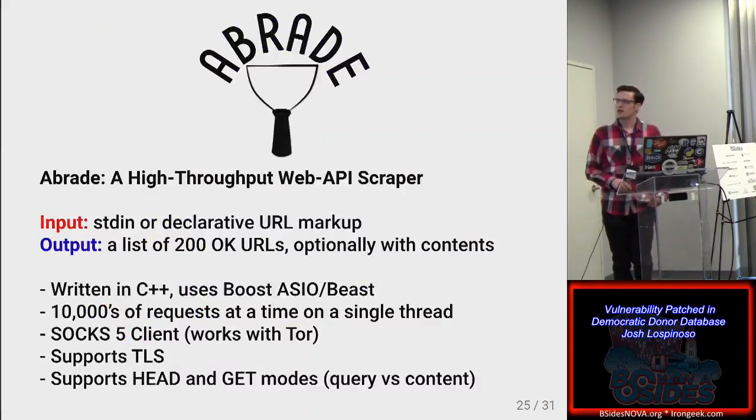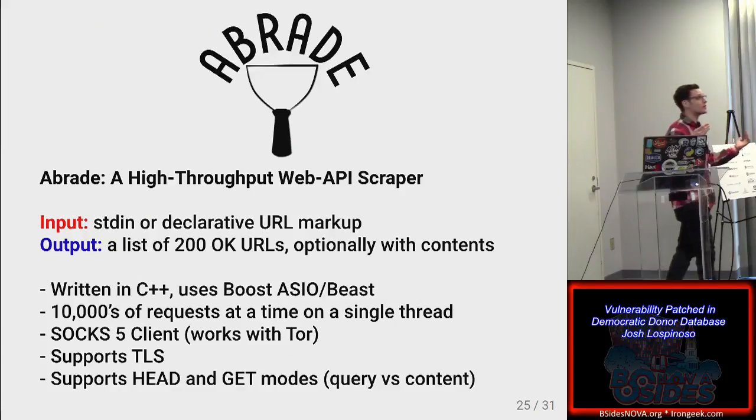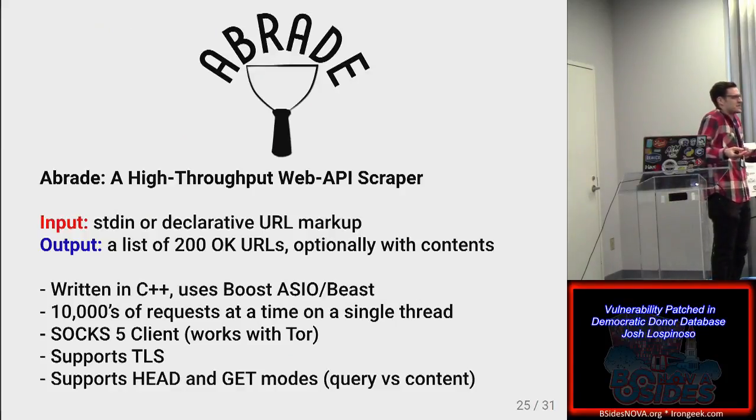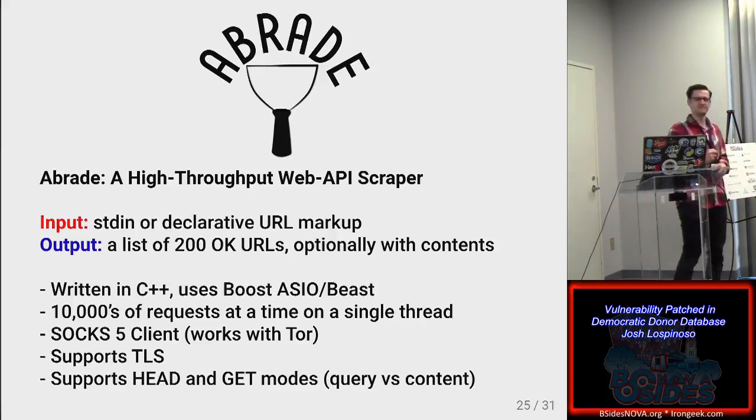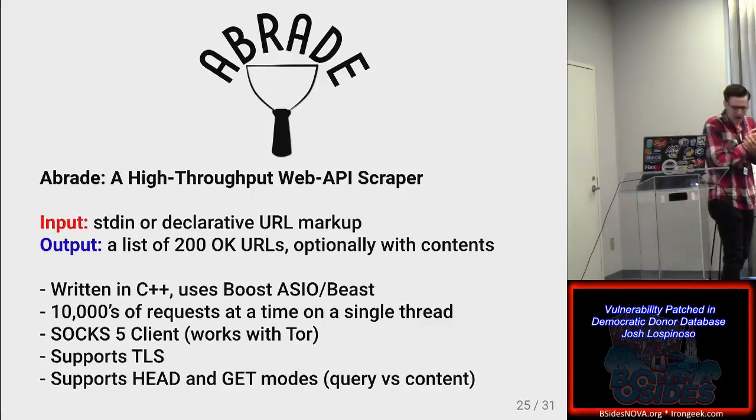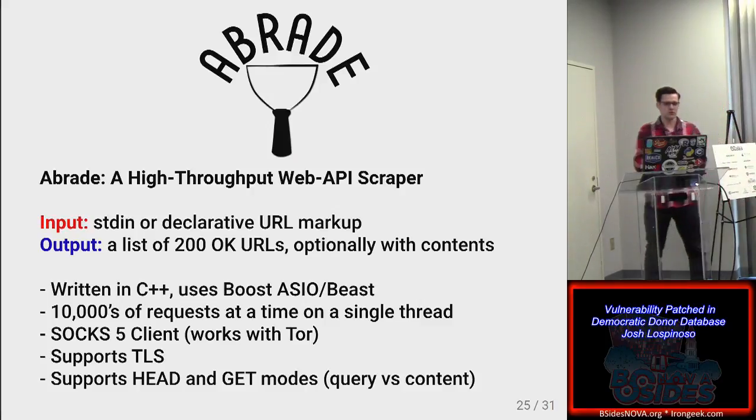Yeah, and then the last part is now that we're able to generate all these URLs, how do we test them to see whether they're actually valid or not, right? Because we're just sort of shooting in the dark and seeing into this black box and then seeing what comes out, right? So abrade is a little project written in C++ that uses Boost's ASIO library, which is the asynchronous I/O. So it's super, super, super fast, and it only takes a single thread because it's all asynchronous I/O. It works as a SOCKS5 client, which means it works with Tor.